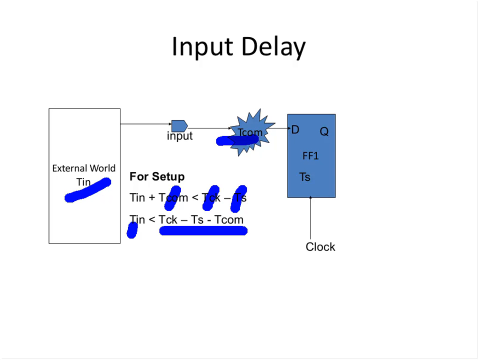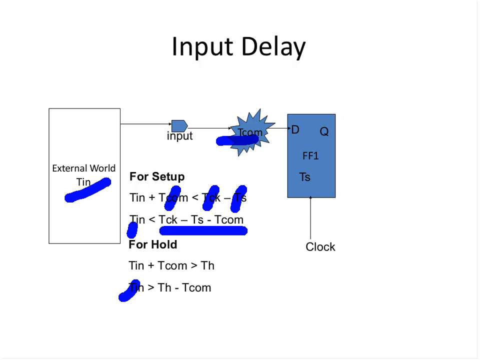Now we will do it for hold. For hold again we will represent the equation in terms of estimate greater than a minimum value. For hold, T in plus T com should be greater than T H for this flop. No clock frequency comes into play here. Again I will rearrange: what I know I will keep on the right hand side, which will form the constraint part, and what I am trying to estimate will come on the left hand side. Again estimate is greater than some value. What is the value here? T H minus T com.